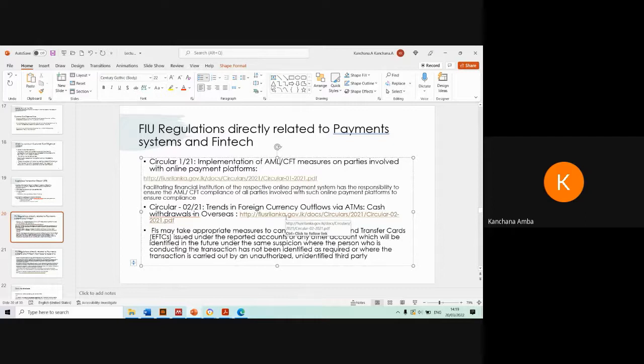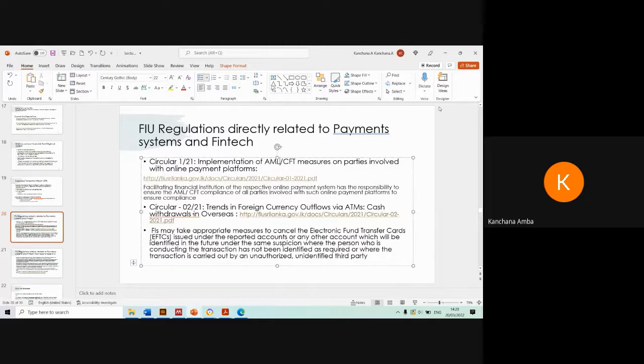Then there was another one in 2021 again, that you may recall. This was creating a bit of a stir: trends of foreign currency outflows via ATM. So people going abroad and then they use locally issued cards to withdraw money, right? And it's easier because you don't need to go to a bank and disclose your identity or anything like that, and you can just punch the card in and withdraw money, right?